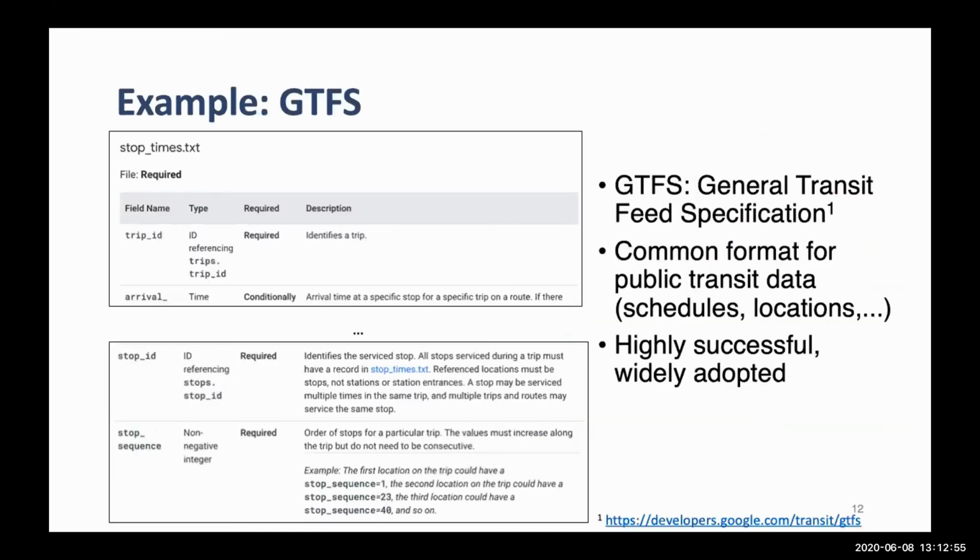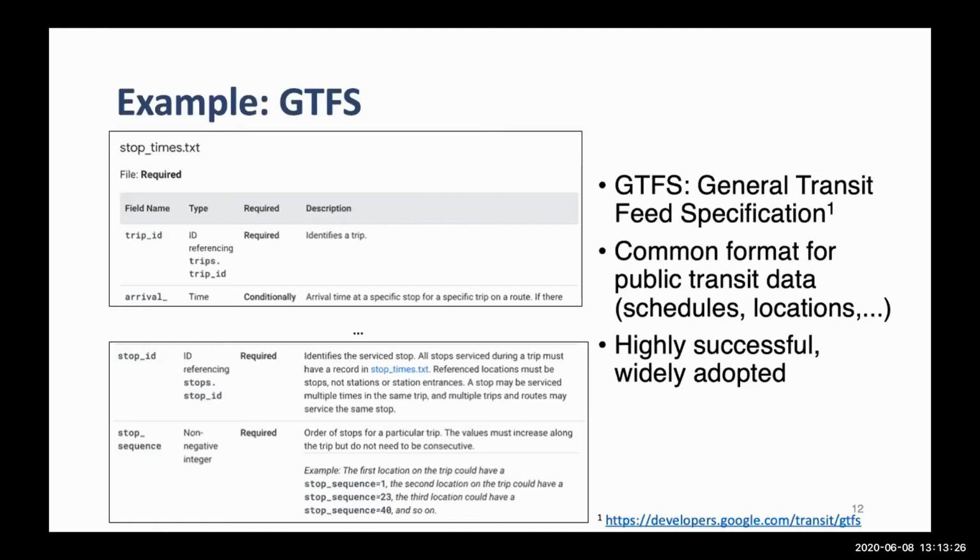As an example here, we have an excerpt from the GTFS, something that many of you may be familiar with. It's the General Transit Feed Specification, a common format used to capture and share public transit data, so things like bus schedules and locations and so on. It's highly successful and has been widely adopted all over the world. Here we have just an excerpt looking at the stop times file.